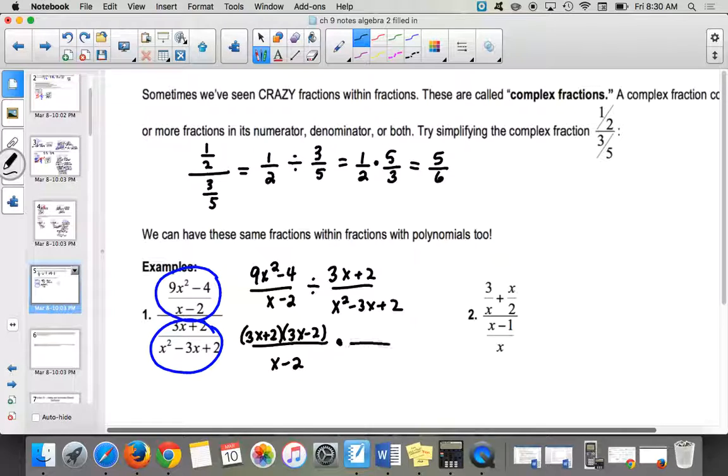And then we're going to do times, so we're going to flip that second fraction. The 3x plus 2 that was on the top before is now on the bottom. And that x squared minus 3x plus 2 is going to factor into x minus 2 and x minus 1. So we cancel any common factors: x minus 2, 3x plus 2, 3x plus 2. So it looks like our final answer would be 3x minus 2 times the quantity of x minus 1. And that's it.